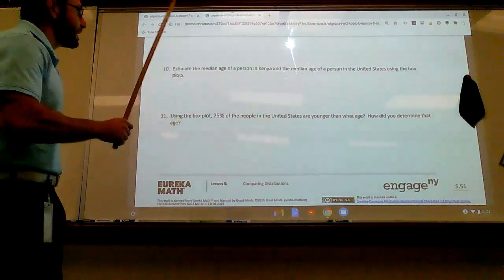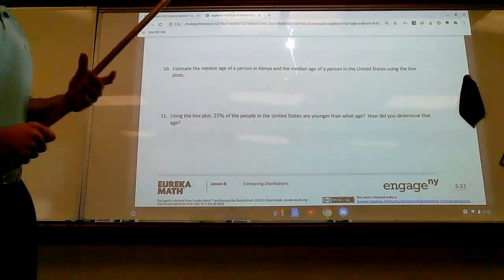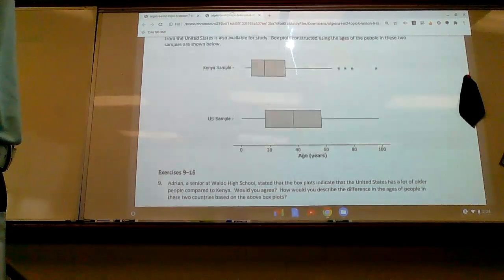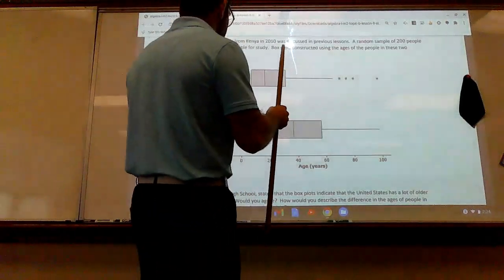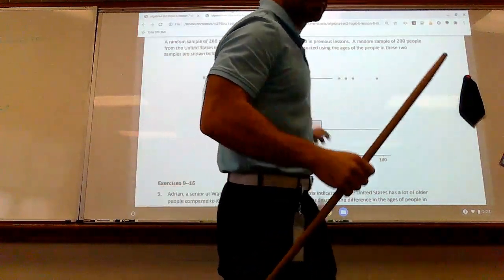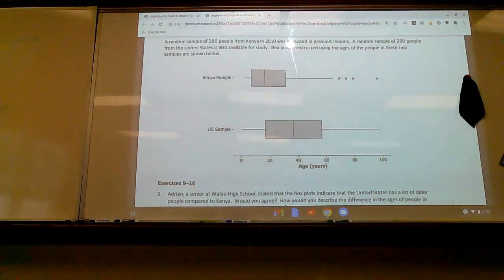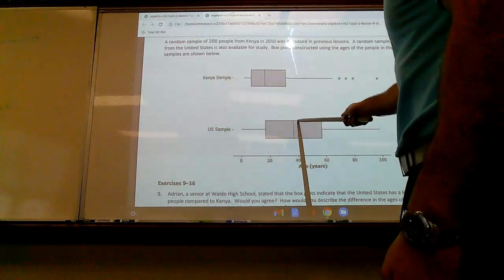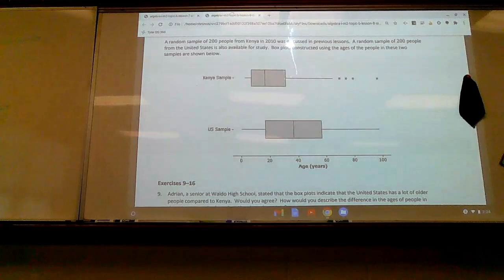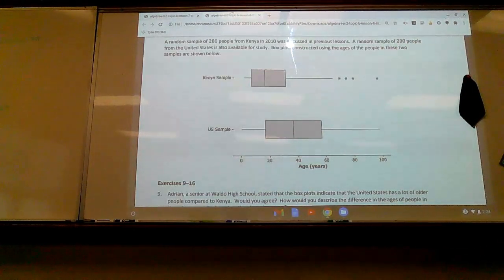You should be able to answer every single thing based off of those two histograms or the two box plots. Estimate the median age of a person in Kenya and the median age of a person in the United States using the box. Well, if we're looking for the median, we know it's somewhere exactly in the middle between here and here. So I'd say something like 20. So for Kenya, I'm going to say the median age is something like 20. The US, this is pretty smack dab, something like 40. Those are great median ages, because that's the middle. So then you can start talking about what's 50%, what's 25%.